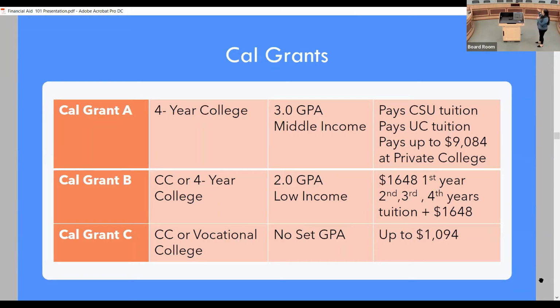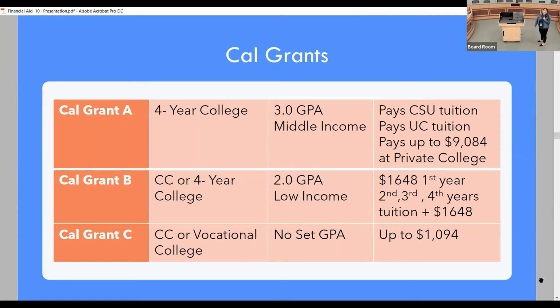And then Cal Grant C is for a student who maybe doesn't want to go to school for 4 or 5 or 6 years, but they want to get vocational training. They want to do a certificate: cosmetologists, mechanics, electricians, welders, construction, those types of jobs. Notice no set GPA, and it's going to help the student up to about $1,000.